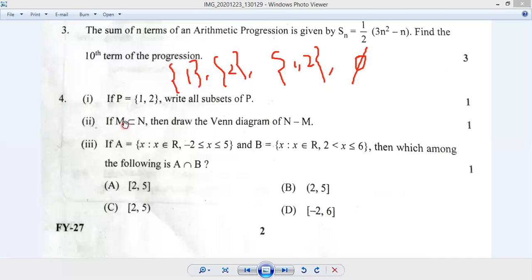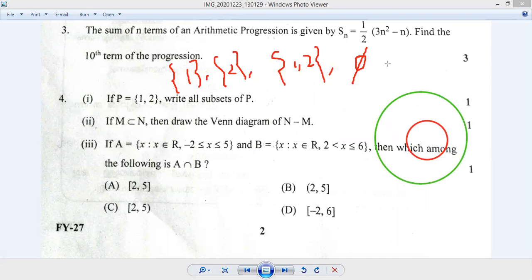Now, the second part: if M is a subset of N, draw the Venn diagram of N minus M. Let me draw a circle. First, I'll draw the set M. So this will be the set M, and this green will be the set N. M is a subset of N, so M should be inside the green circle. Now the question is to draw the diagram of N minus M.